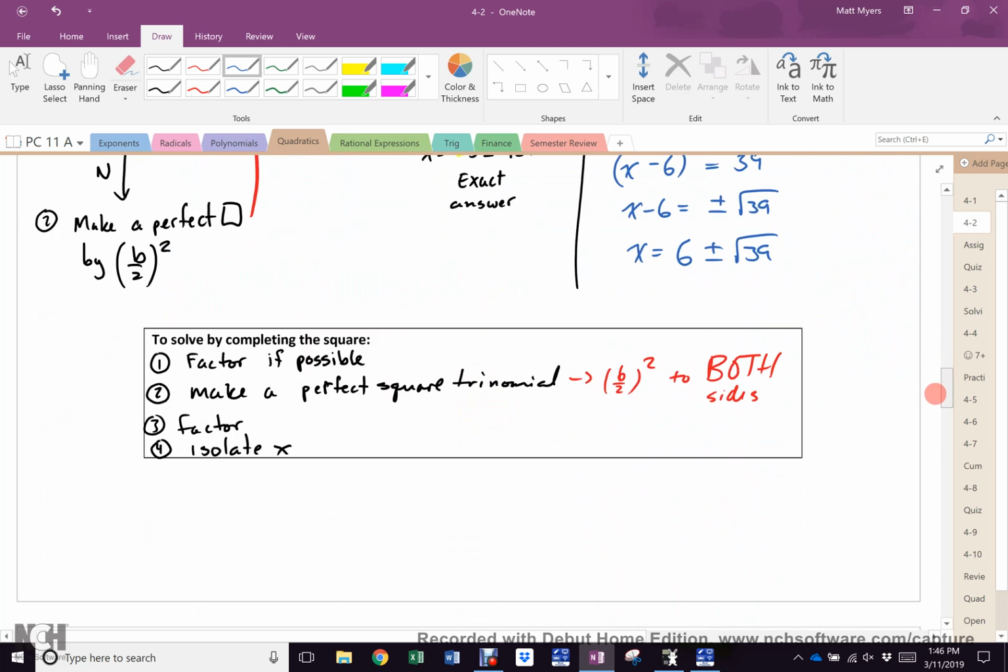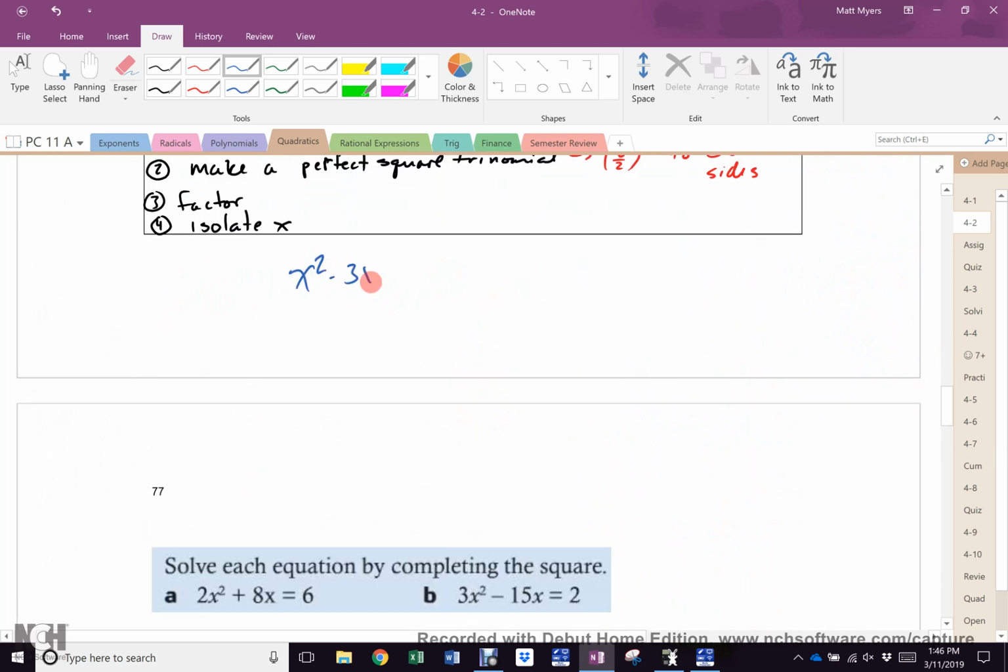Now, let's do the third one down here. X squared minus 3x minus 1 equals 0. Is that a perfect square trinomial? No. It's a trinomial. So I've got to make it a perfect square trinomial, don't I? So, I'm going to move that over there. And now this looks like what I'm comfortable with, yes? Everyone agrees? Okay.